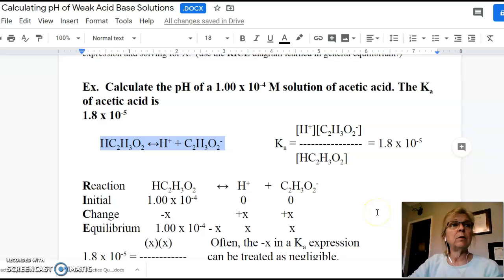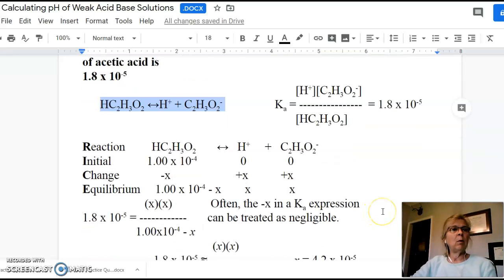Let's take a look at what that looks like in terms of the RICE table. As usual, in the RICE table we start with the reaction, then the initial concentrations, and then we show the change as the molar change, so minus X on one side, and plus X and plus X for the two species on the opposite side of the double-headed arrow. That means we are going to have the equilibrium set up. At equilibrium, it's going to be 1.00 times 10 to the negative 4.